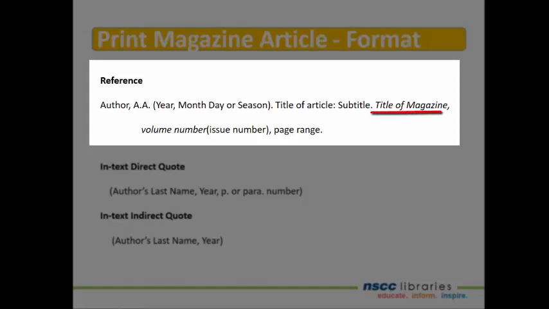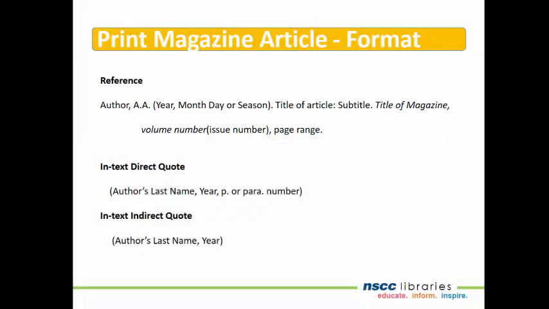Italicize the title of the magazine and the volume number. Capitalize every major word in the magazine title. There is no space between the volume and issue number. Enclose the issue number in parentheses and do not italicize it, followed by a comma. End the reference with the page range of the article, followed by a period.